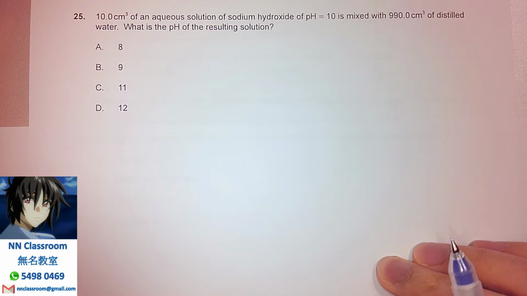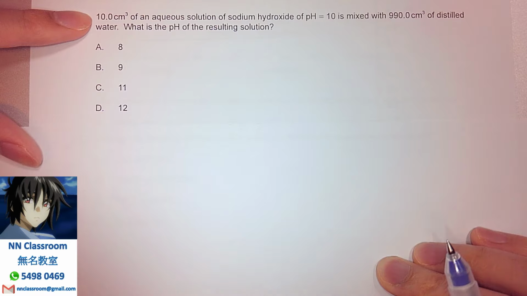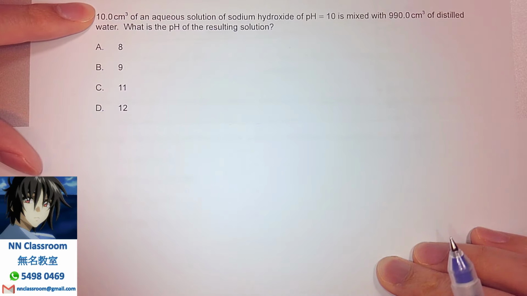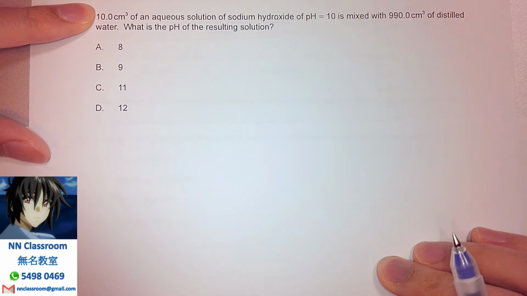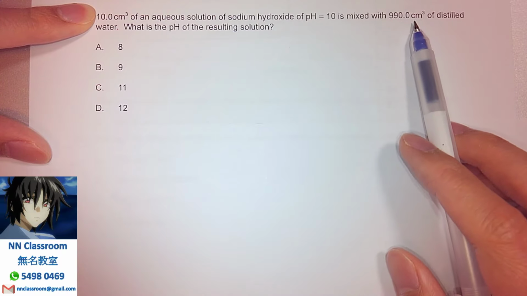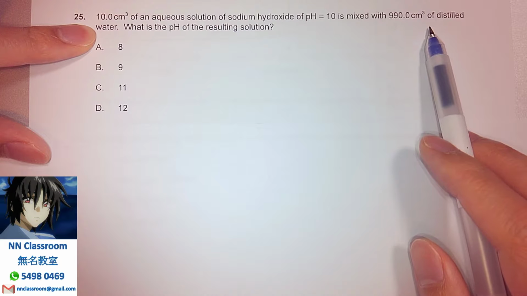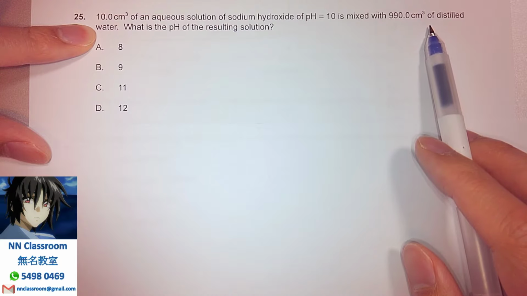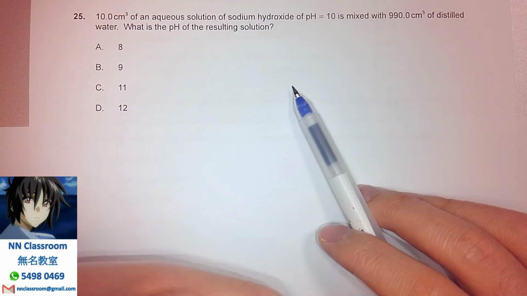Today I'd like to share with you a typical multiple choice question, number 25, asking for pH calculation in topic 8, acids and bases, right? Let's see. They're asking: given 10 cm³ of the aqueous solution of sodium hydroxide, a strong alkaline, pH 10, is now mixed with 990 cm³ of distilled water. So obviously it's going to be diluted, right? And what is the pH of the resulting solution?